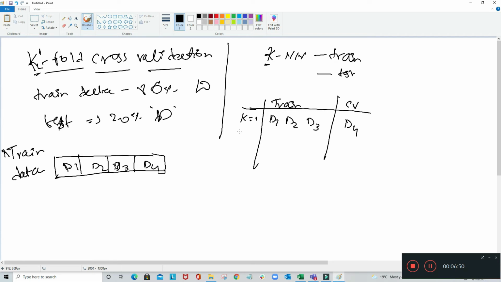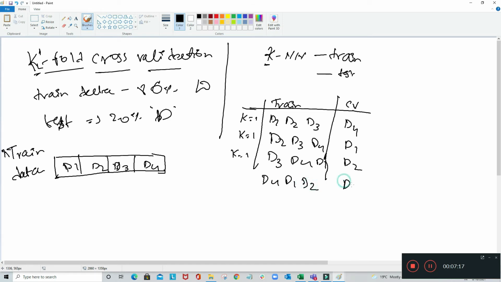And again, for k equals 1, I'll train the model on D2, D3, D4, and my cross-validation dataset becomes D1. Again, here it becomes D3, D4, D1, and my cross-validation becomes D2. And again, I'll train my model on D4, D1, D2, and my cross-validation set is D3. So what I'm doing here is training my model 4 times on essentially four different data sets, as we divided our initial training data into 4 parts. Each time we take three parts for train and one part as cross-validation.